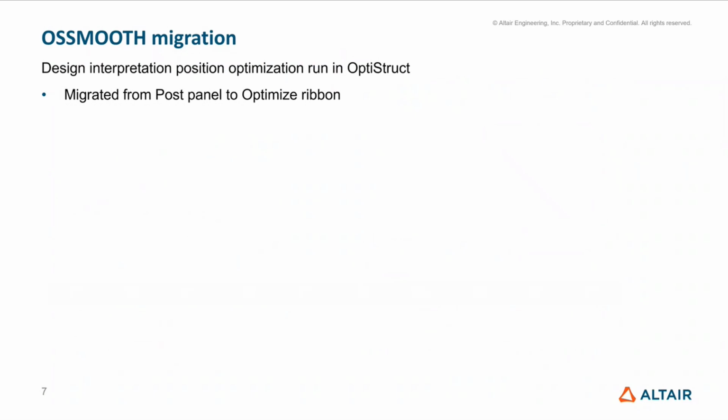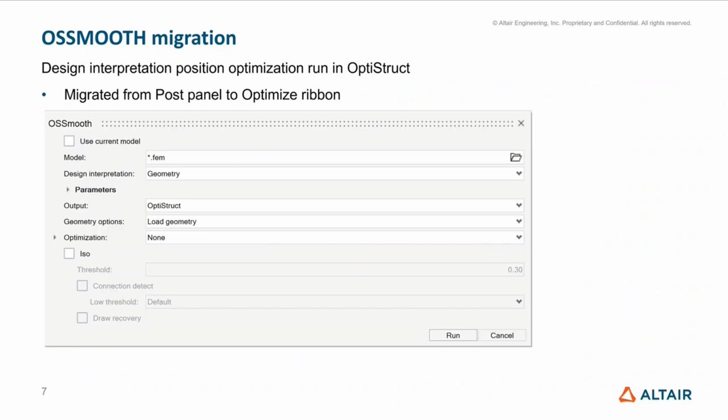And next, as part of the panel migration, we have migrated OSmooth, which was there from the post panel. OSmooth is basically used for design interpretation post optimization run in OptiStack. So the controller can be accessed from the optimized ribbon with the OSmooth option. This is the new controller option where we can define the options which were there pretty much from the panels. All these options are exposed in the controller option here.